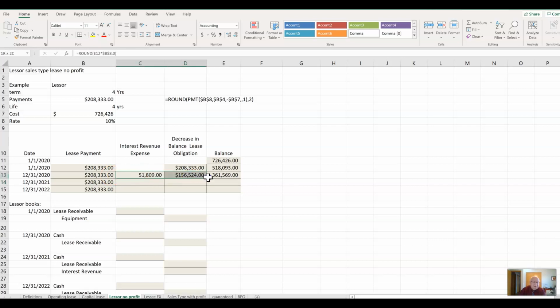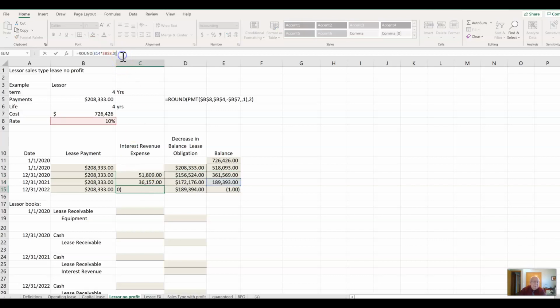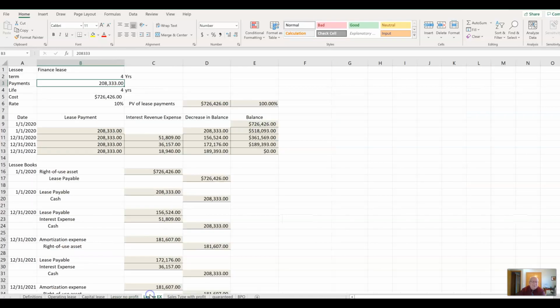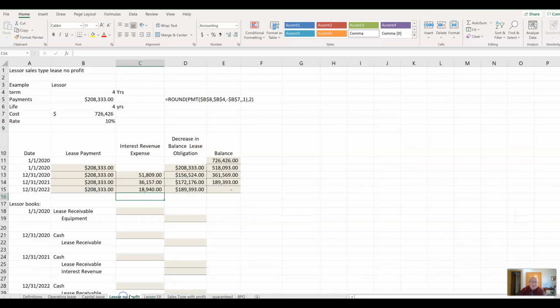Okay, and then we copy this down. And again, we should be off $1. Okay, so we add $1 to that, and that takes care of that. Again, that's because of rounding type of things. All right, but this is our chart for the lessor. If you notice, it's the same chart we had for this one over here, 189,393, 18,940, because it's the same set of numbers.